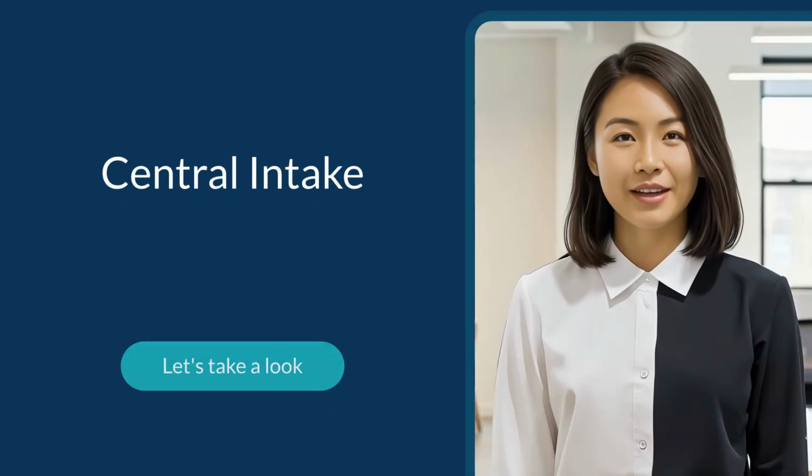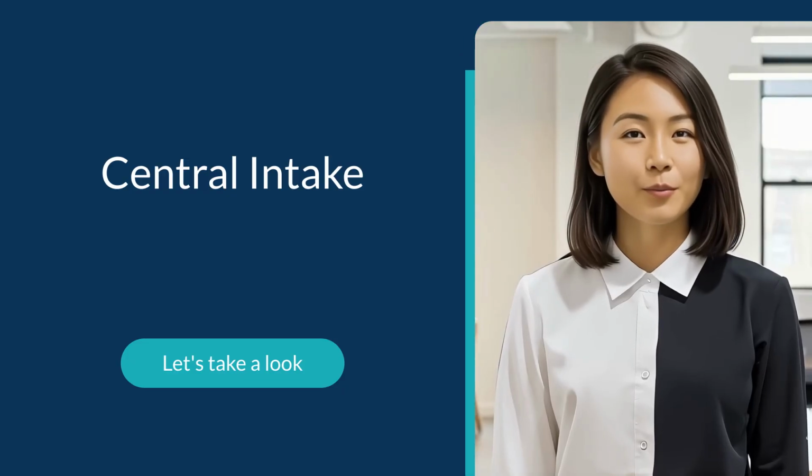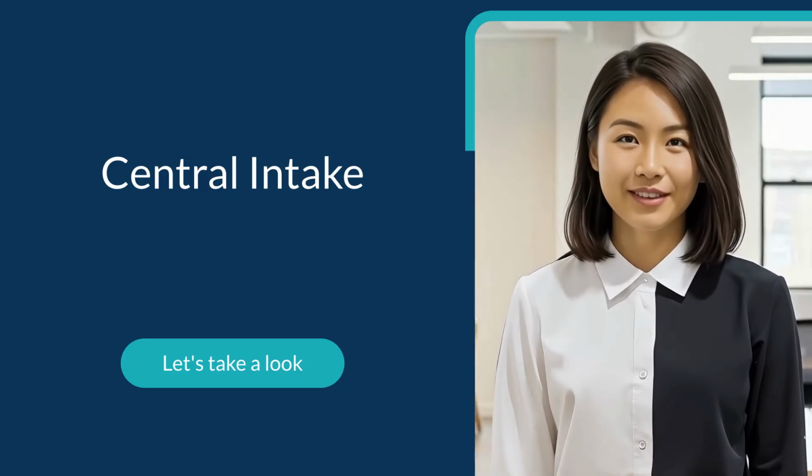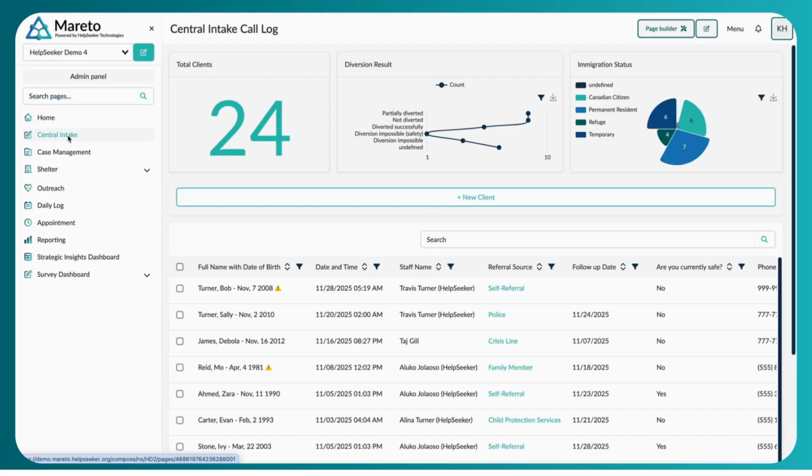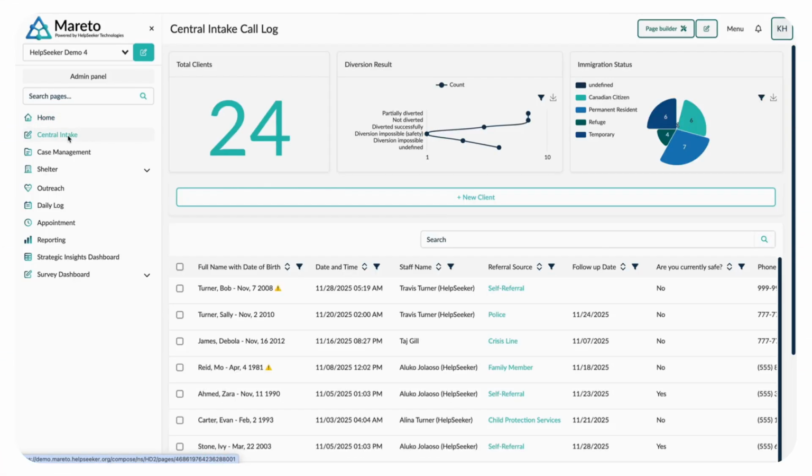Now let's look at central intake, the starting point for every new person who comes into contact with your organization. When you click into central intake, you land on the call log. Right away, you can see a live count of total clients, in this case 24, along with 2 built-in summary charts. One showing diversion results and one breaking down immigration status. These give your team an at-a-glance picture of who's coming through your doors.